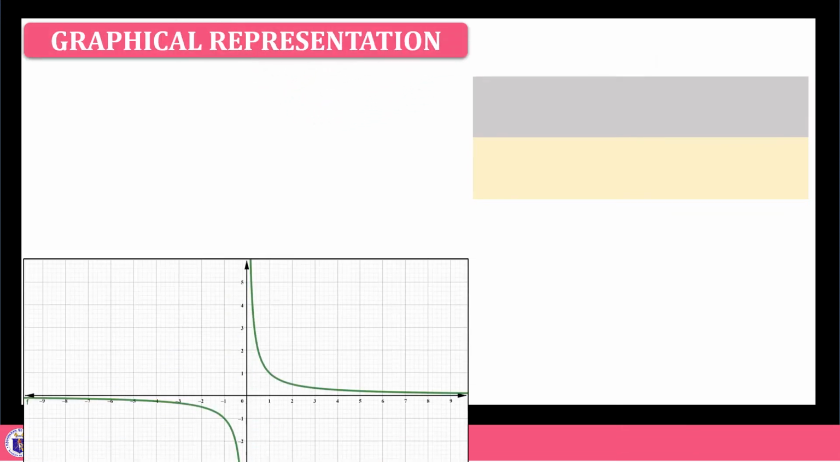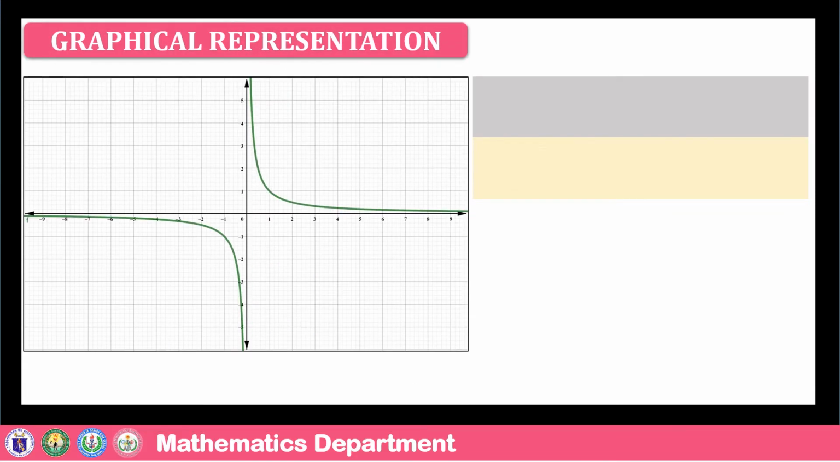Kung titingnan naman natin yung graphical representation ng ating first example, makikita natin dito na yung ating graph ay lumalapit lamang sa ating x and y axis pero hindi ito tumatama dito. Kung mapapansin niyo, meron tayo ditong x-axis which is represented by the equation y is equal to 0. Tapos yung ating namang yung y-axis naman natin is represented by the equation x is equal to 0.